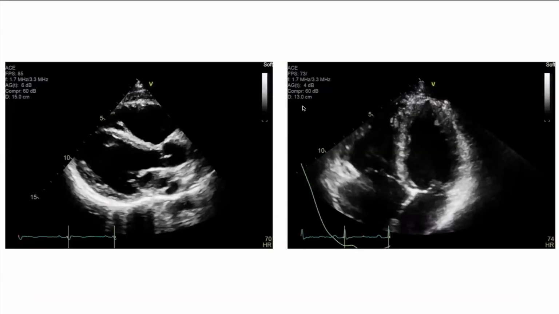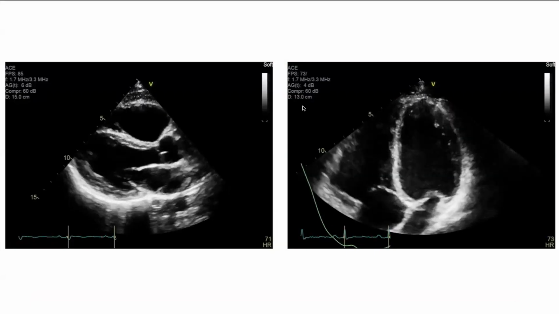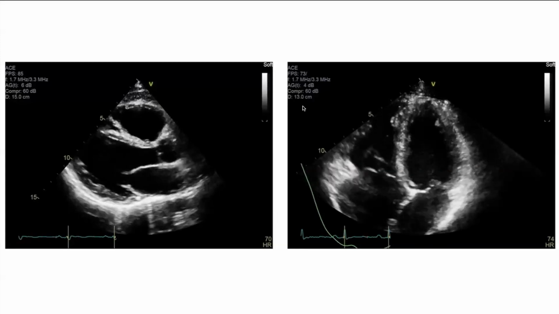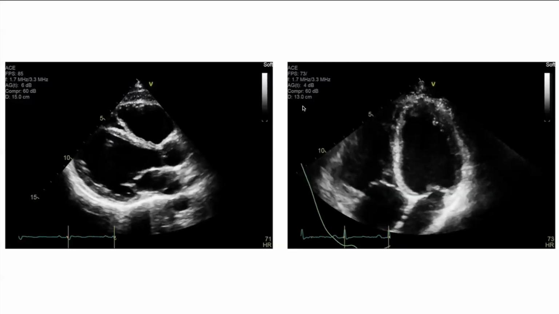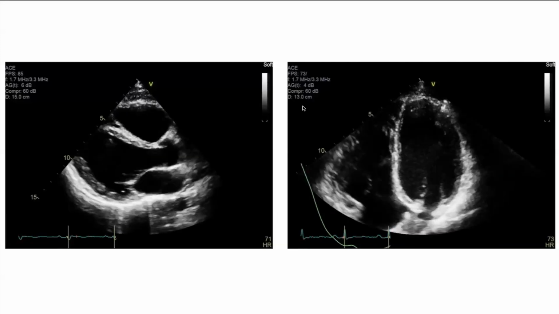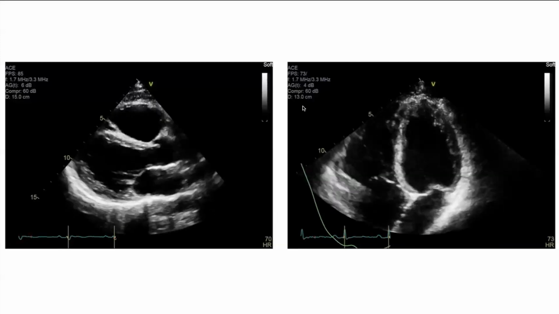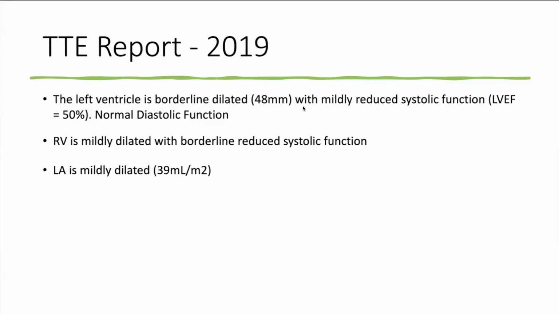And this is her echo that she had here at St. Mike's in 2019. So again, borderline kind of dilated ventricle, maybe low normal systolic function, somewhere 50–55%. Maybe on the parasternal long on the left there, you can appreciate maybe the RVOT is a little bit dilated there as well. Not a totally normal heart, but for someone who's in their 20s, probably more abnormal than we'd expect. And so that was reported as borderline dilated, linear dimensions of 48 millimeters, mildly reduced EF at around 50%, normal diastolic function, borderline dilated RV, and a dilated left atrium.